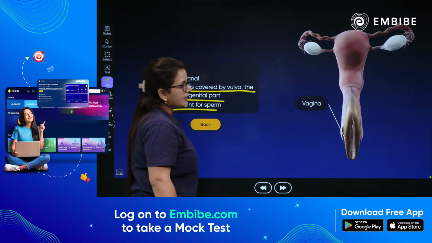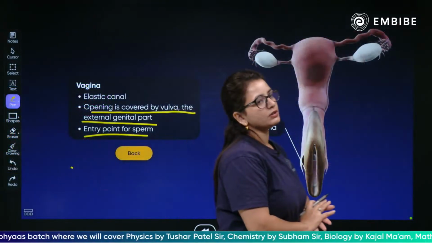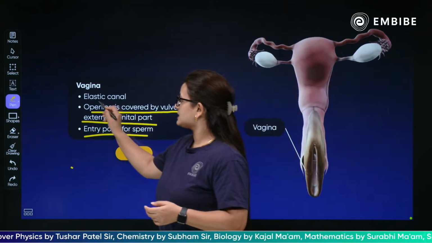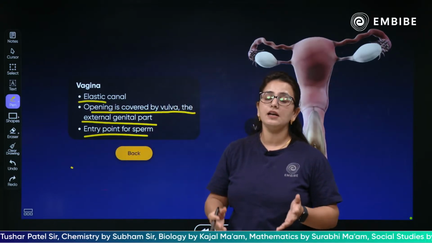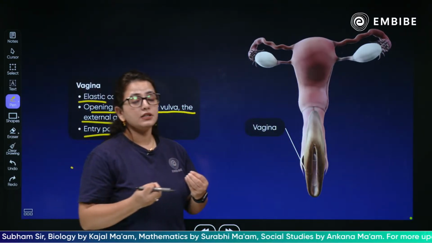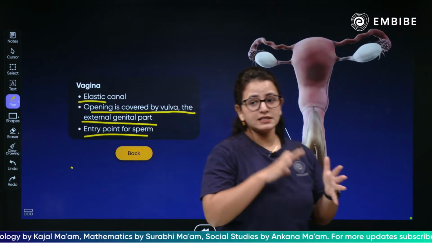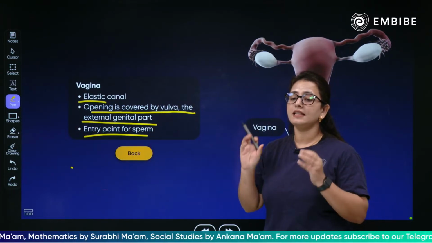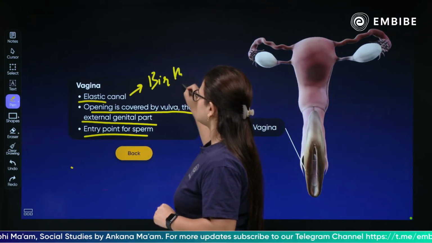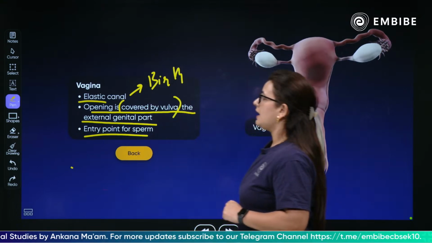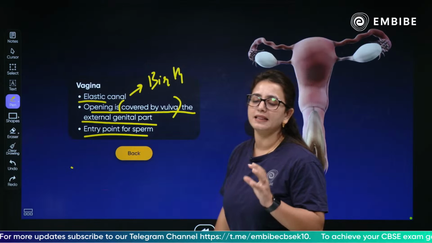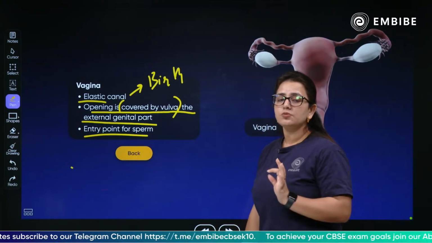It is the entry point. The male gamete, the sperm, enters through the vagina, which is also known as the birth canal. It is also very elastic in nature, since it is a birth canal. After the whole gestation period, the birth of a baby is through this elastic canal only, and that is why it is also known as the birth canal. So children, its opening is covered by the vulva and the external genital parts. So this is what I was talking about.